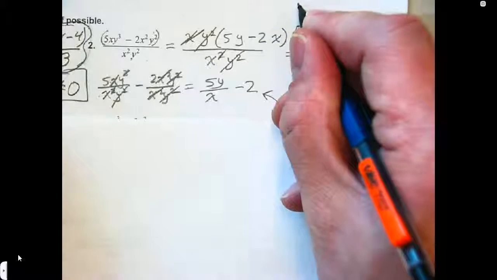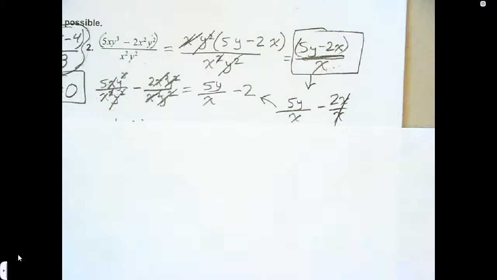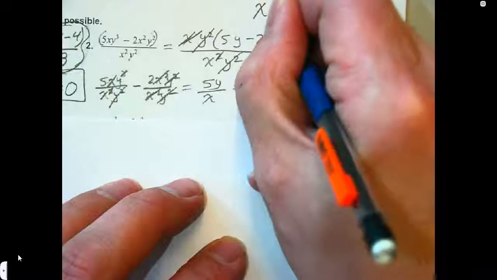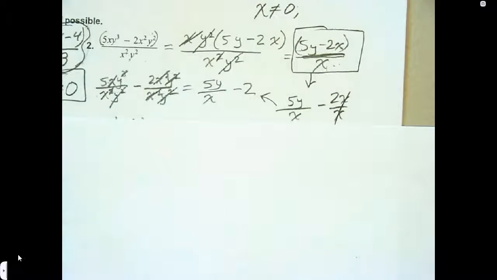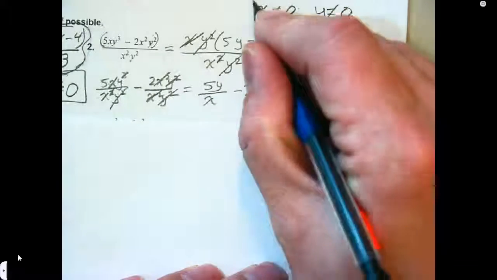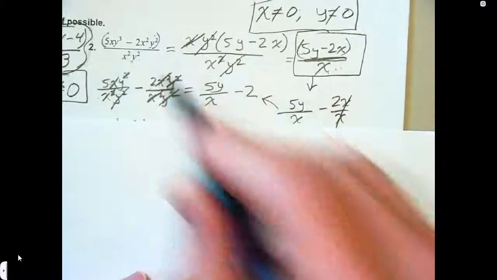Okay? What are my restrictions? Volunteer on one of them. Kelsey? X cannot equal 0. And y cannot equal 0. Very good. All right, x and y cannot equal 0.